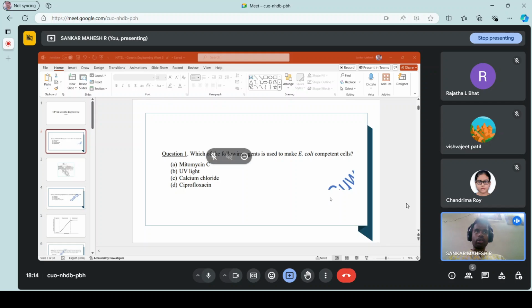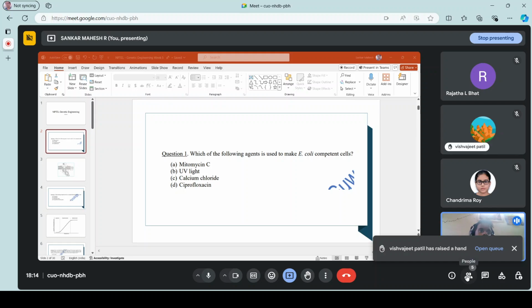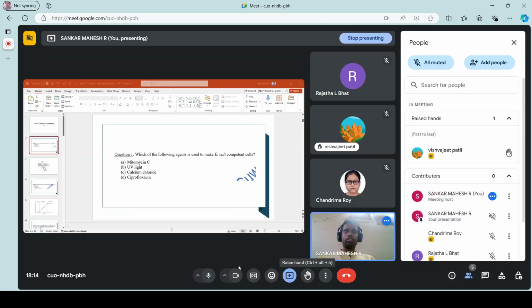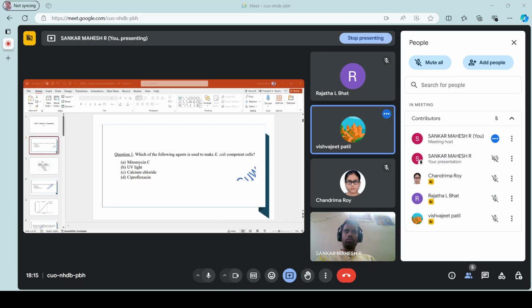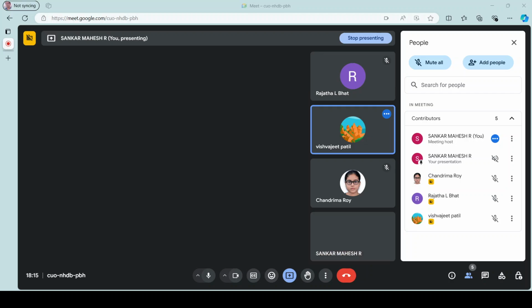Did someone raise your hand or get a notification? Yeah, Vishwajit. Sir, the membrane has a positive charge. Why do you think it's positively charged? Because DNA has a negative charge, so it attracts.